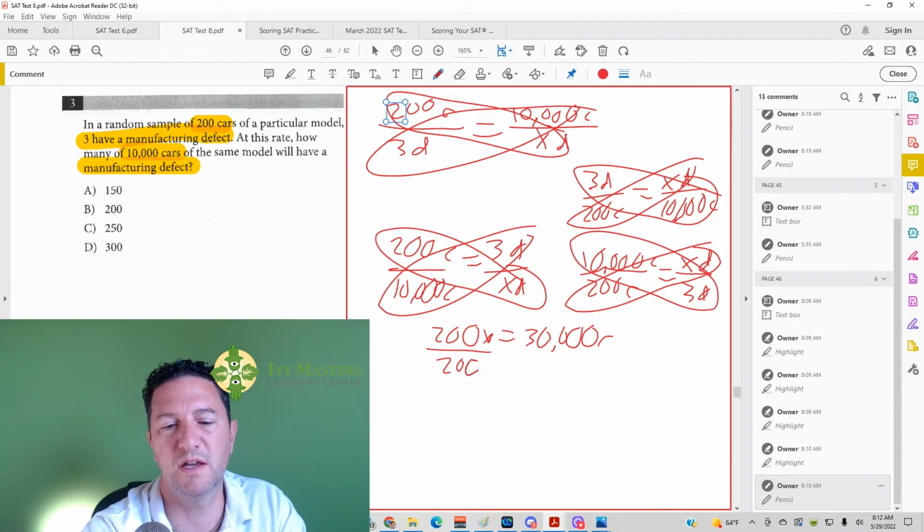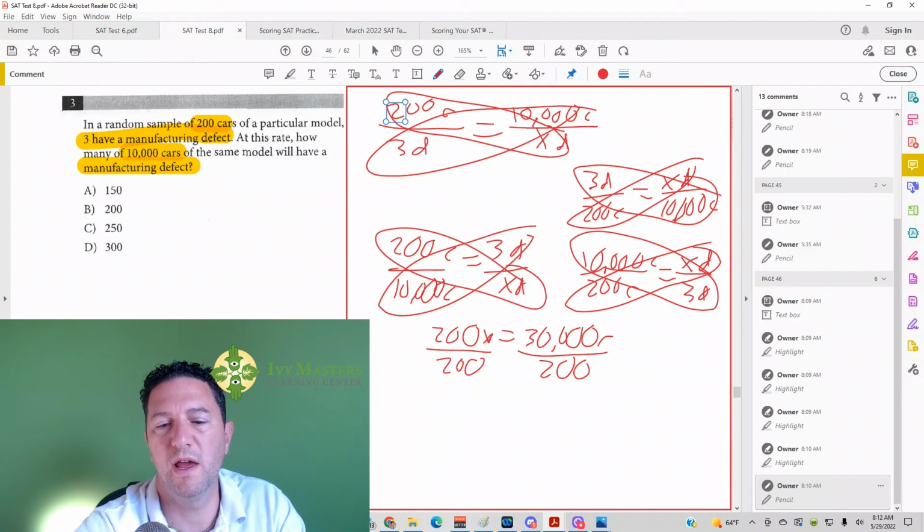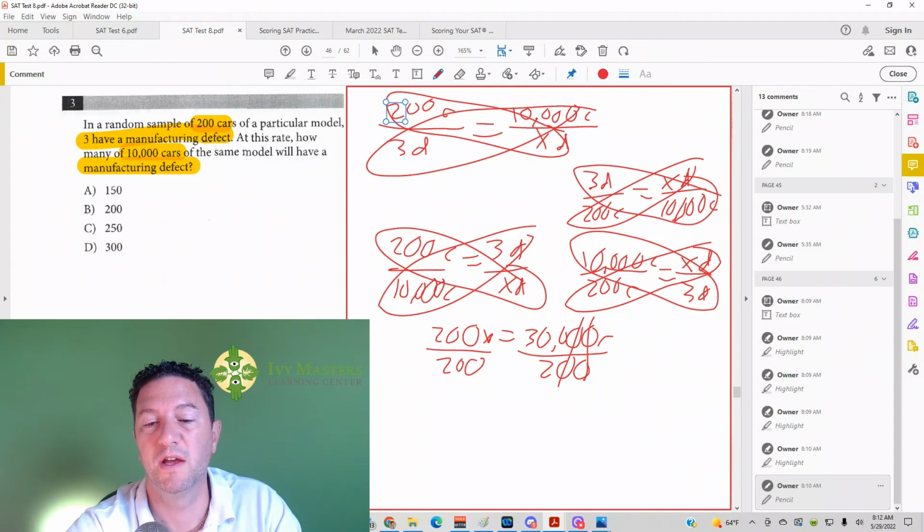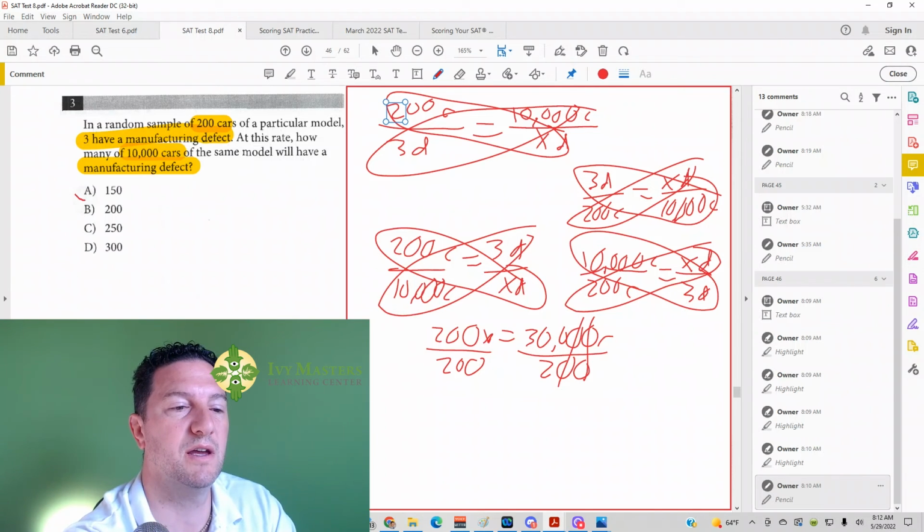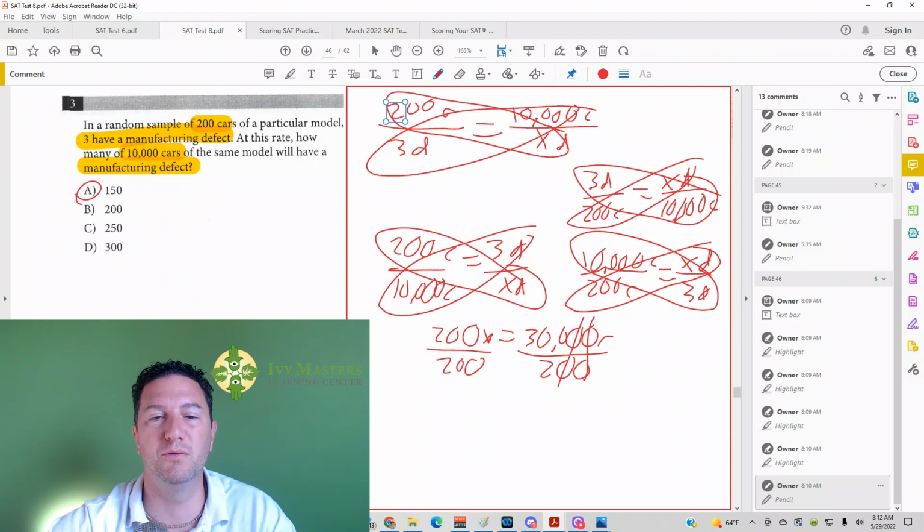If I divide both sides by 200, notice what happens. Whenever you're just dividing by, and both things end in zeros, you can just chop them off. That's like dividing top and bottom by 10. I chop another set off. It's like dividing the top and bottom by 100 if I chop 2 zeros off in each. And then how many times does 2 go into 300? It goes 150 times. Your correct answer here is going to be A.